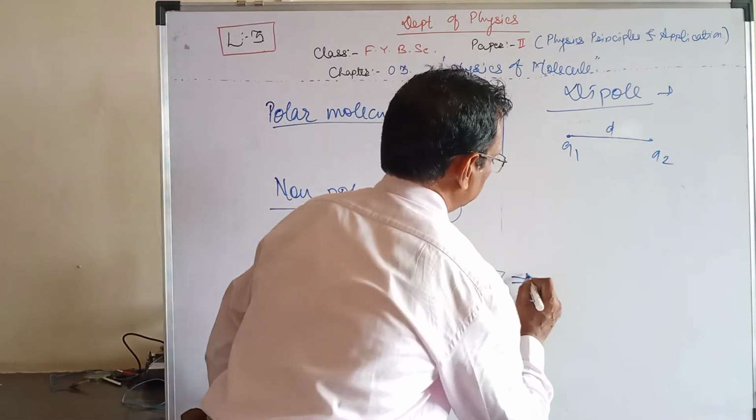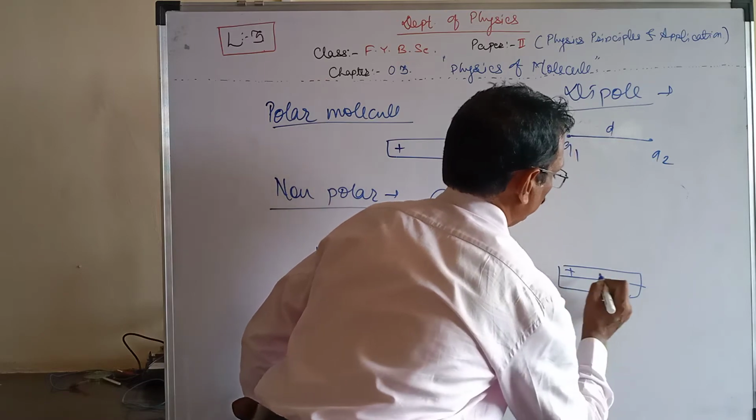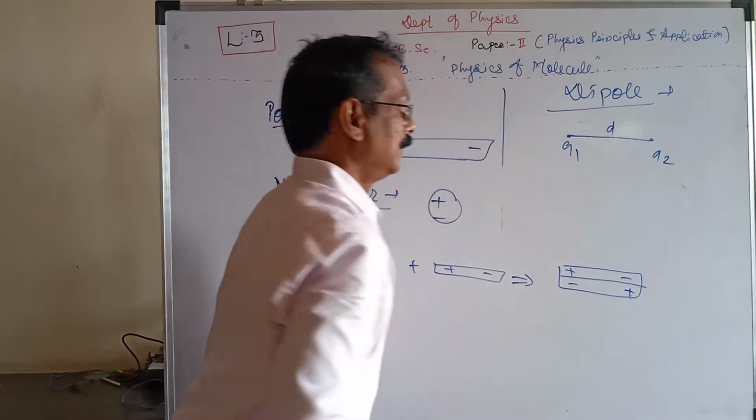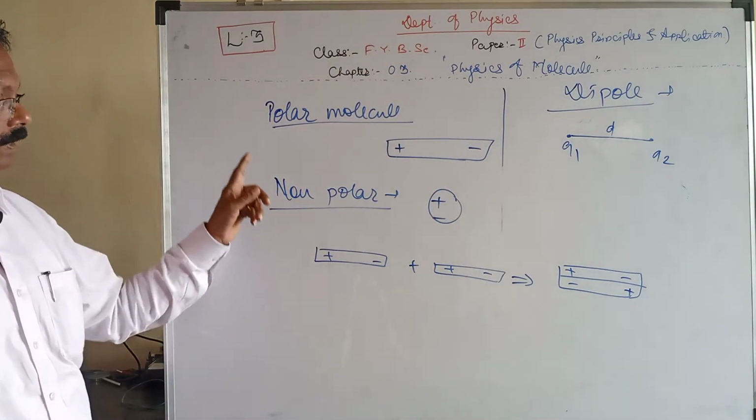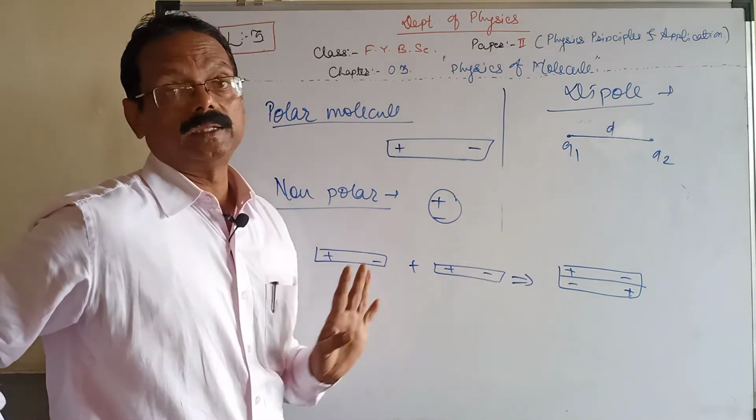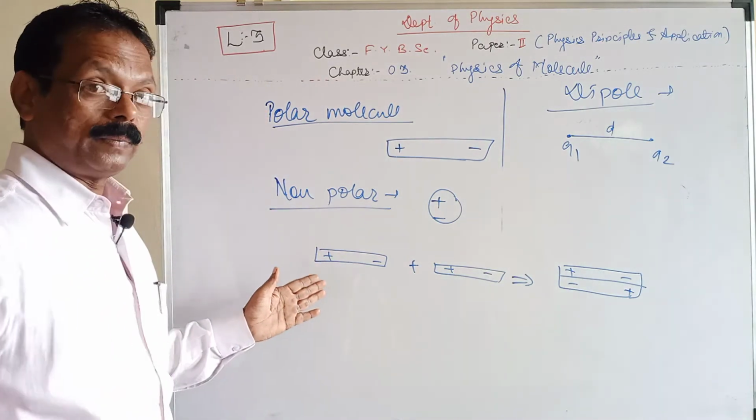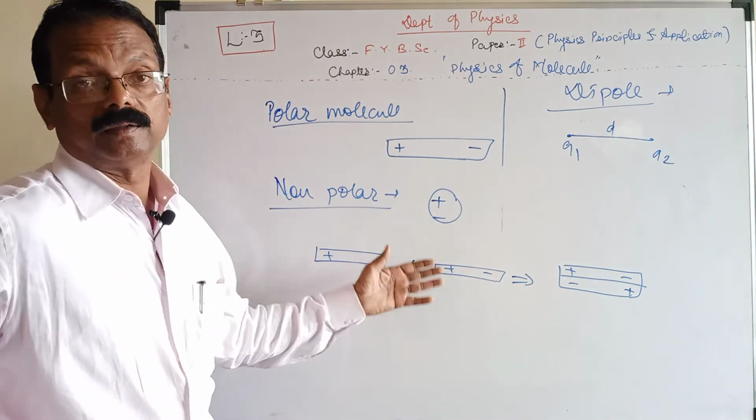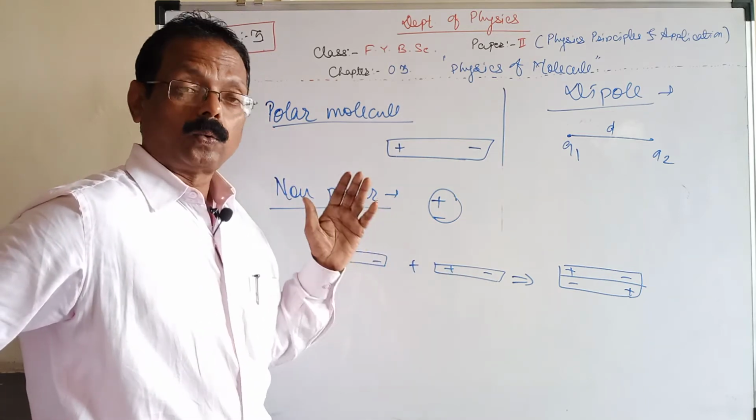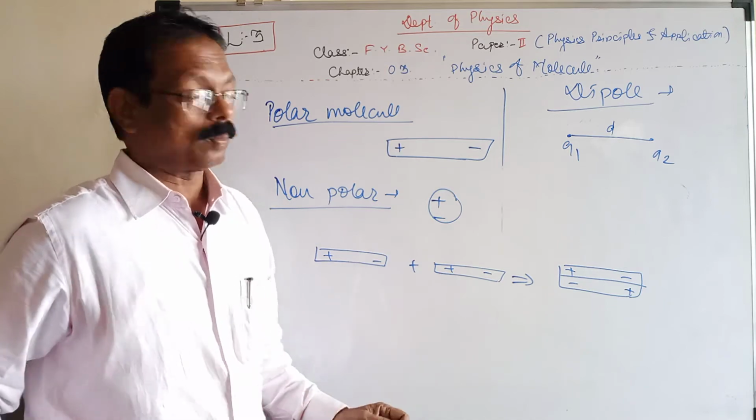So what happens here? They form, as we are writing here, positive, negative, negative, positive. So in this case, these are polar molecules. These dipole bonds are attractive only within their neighbors. This is nothing but van der Waals bonding. So van der Waals bonds are formed within the polar molecules, and van der Waals bonds are also formed between polar and non-polar molecules.